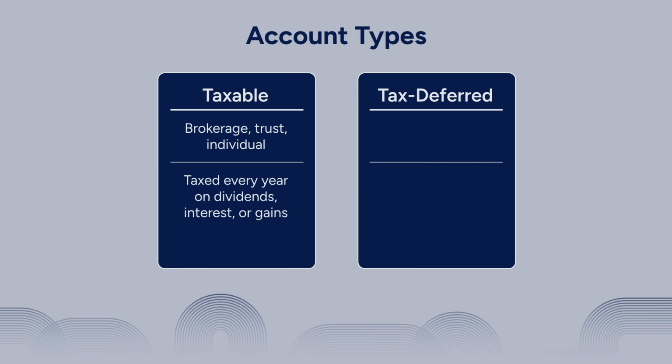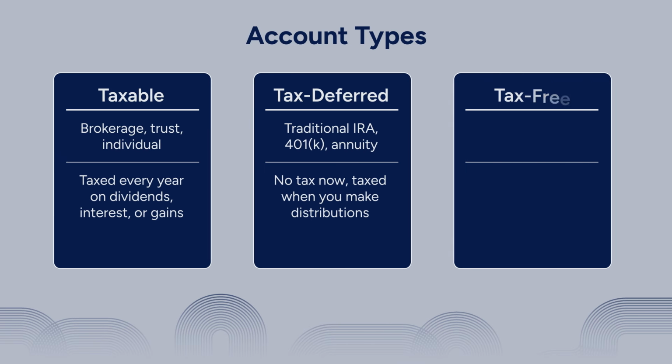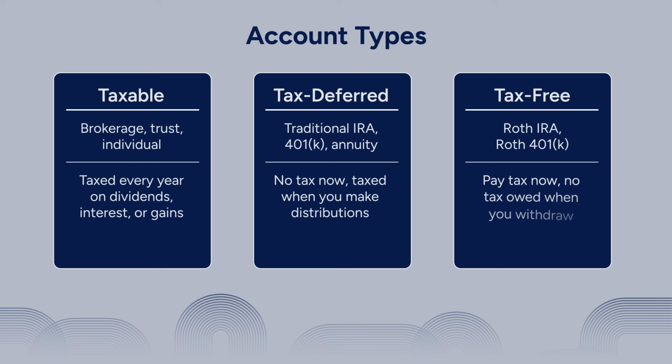Two is tax-deferred accounts. These are your traditional IRAs, 401ks, or annuities. These accounts aren't taxed now, but are taxed when you make distributions. Three is tax-free accounts. These are Roth IRAs and Roth 401ks. This is money that you pay tax on now, but when you pull money out later, there are no taxes owed.